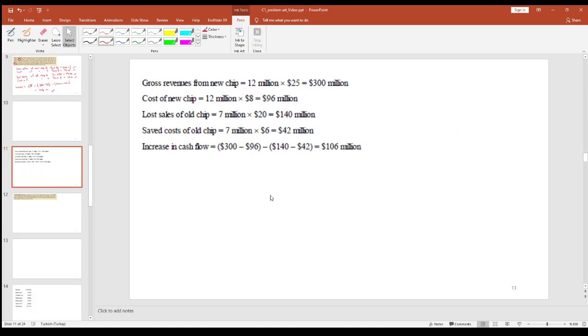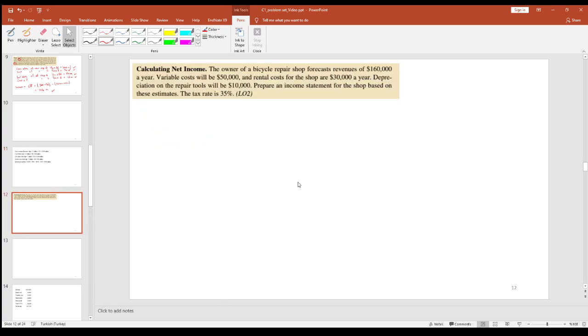Let's move on, and you can also check this. Another problem here. Well, let's see. There's a problem about how to calculate net income.